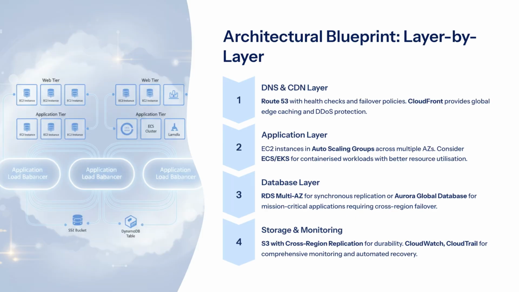Here's how you put it all together: DNS and CDN layer, Route 53 handles failover, CloudFront caches content globally. Application layer, EC2 or containers in auto-scaling groups across multiple AZs. Database layer, RDS multi-AZ or Aurora Global for mission-critical workloads. Storage and monitoring, S3 with replication, and CloudWatch plus CloudTrail for monitoring and recovery. This is the baseline design you can draw on a whiteboard in an interview. Keep it simple but structured.